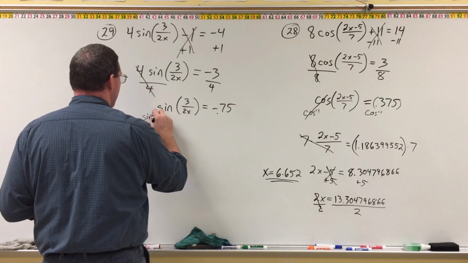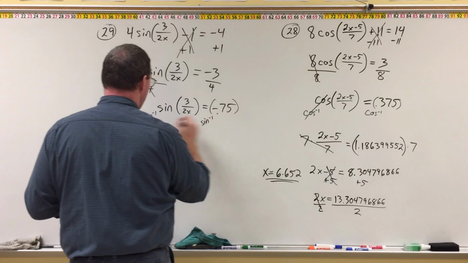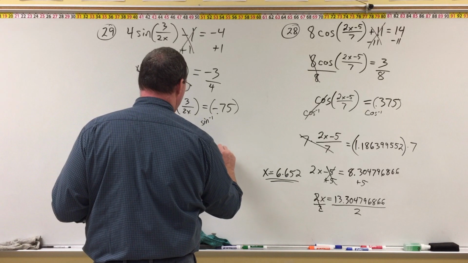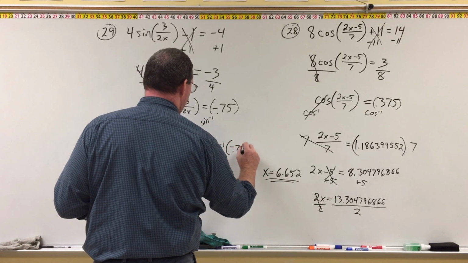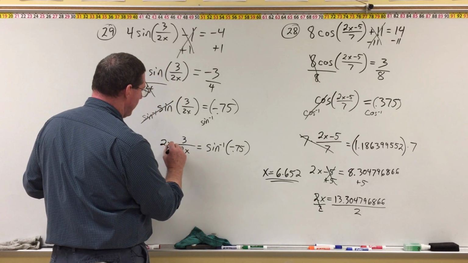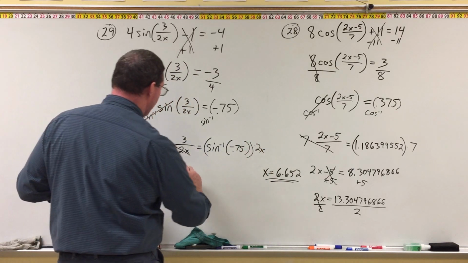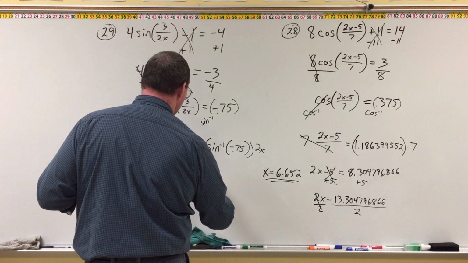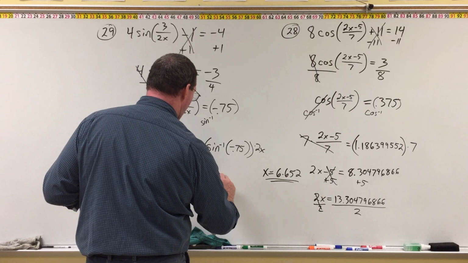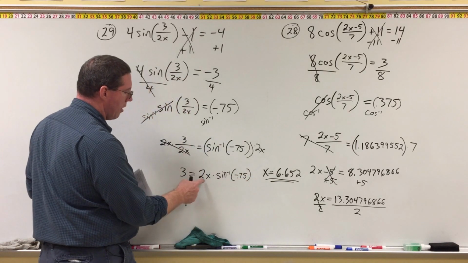Now we got to do sine inverse, because all we have left over here now is the sine function. So sine inverse of both sides, cancel. And now I'm going to have 3 over 2x is equal to sine inverse of negative 0.75. Now, this can get a little weird. I want to get rid of this denominator, so I have to multiply by 2x on both sides. Cancel the denominator, and now I have 3 is equal to 2x times sine inverse of negative 0.75, because I had to multiply both sides by 2x.